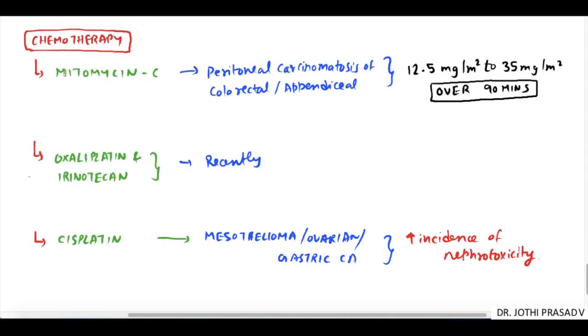Coming to the various chemotherapeutic drugs used in HIPEC, the most commonly used one is mitomycin C, most commonly in peritoneal carcinomatosis of colorectal or appendiceal malignancies, and the suggested dose is 12.5 mg per meter square to 35 mg per meter square, infused over 90 minutes. Recently, oxaliplatin and irinotecan have also been tried. Cisplatin, which is used for mesothelioma, ovarian or gastric malignancy, is found to have a higher incidence of nephrotoxicity, so it is avoided in most cases.